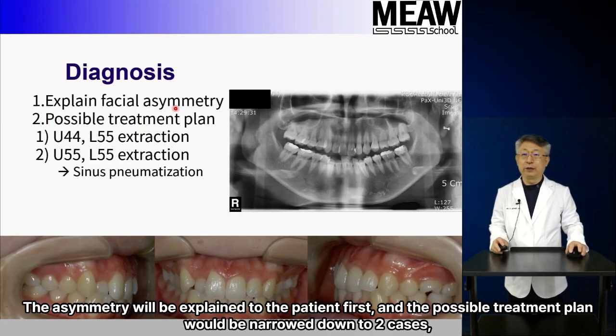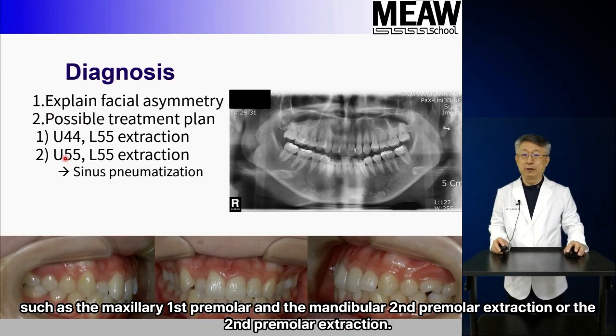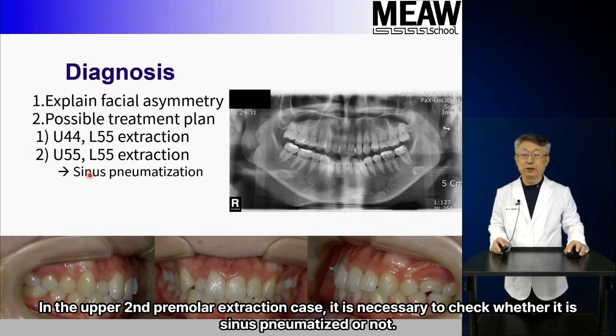The asymmetry will be explained to the patient first, and the possible treatment plan would be narrowed down to two cases, such as the maxillary first premolar and the mandibular second premolar extraction or the second premolar extraction. In the upper second premolar extraction case, it is necessary to check whether it is sinus pneumatized or not.